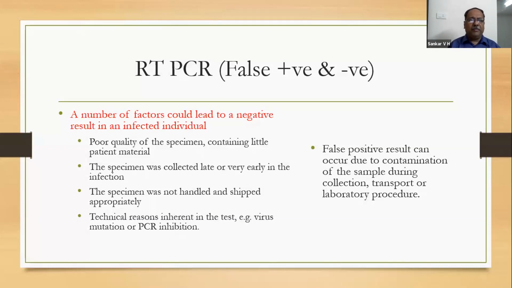So false negative is a major problem, where sensitivity has been reduced to around 60-70%. False positive is not very common, but it can occur due to contamination of the sample during collection, transport, or laboratory procedure. That means if the person who is doing this test has some coronavirus infection, it can be transmitted. Or if there are a few positive samples, sample to sample contamination also will give positive results.